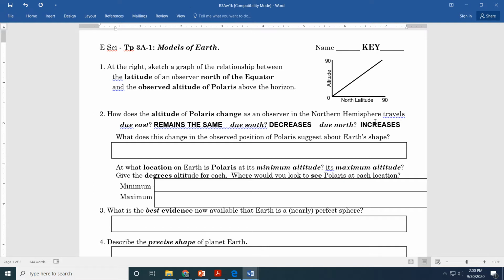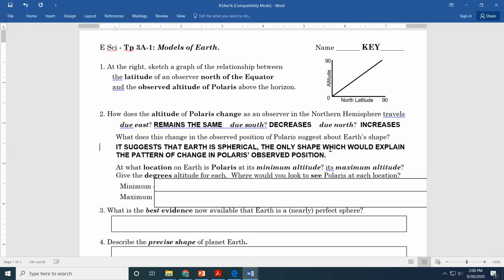All right, what does this change in the observed position of Polaris suggest about the Earth's shape? Well, it was all evidence of the fact that the Earth was what shape? It suggests the Earth is a sphere. The only shape that can really explain how, as we go north and south, its position changes, either higher up in the sky if you go north, and lower if you go south, but doesn't change east or west, is the spherical shape.